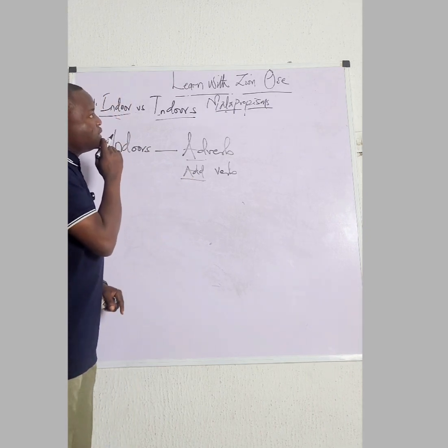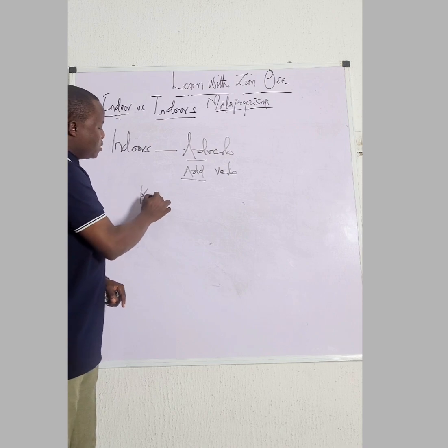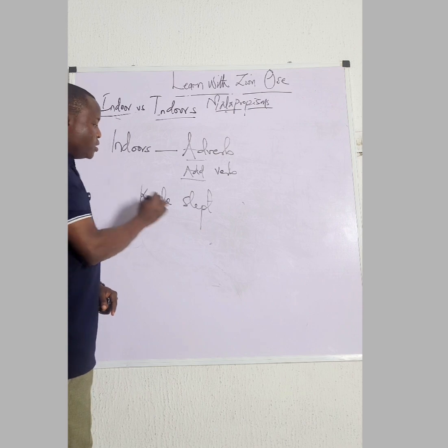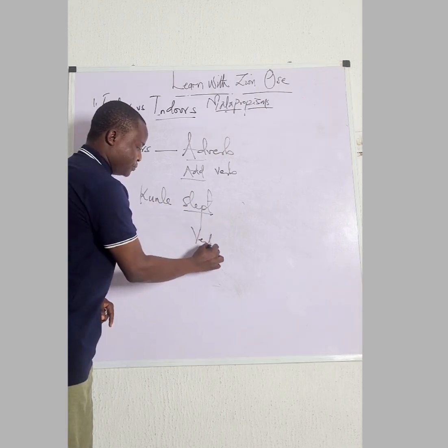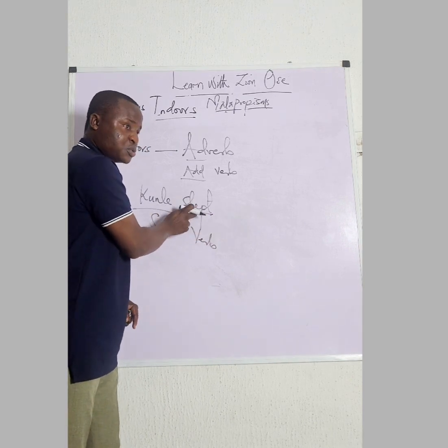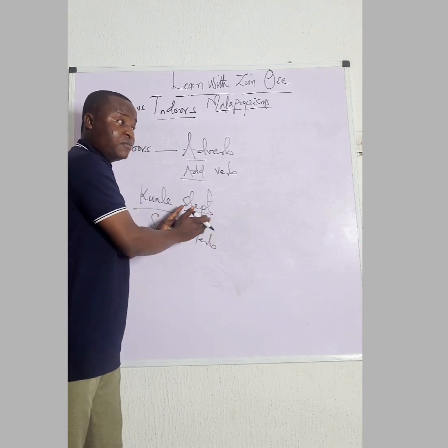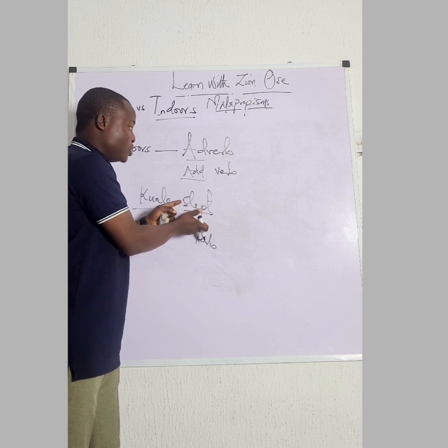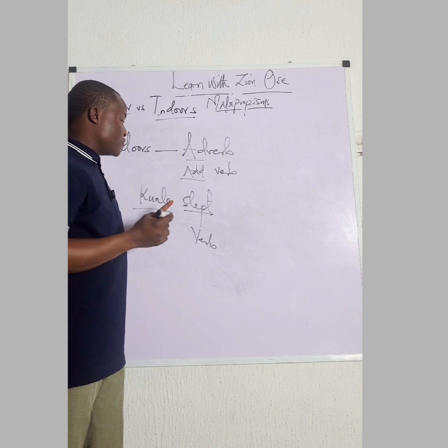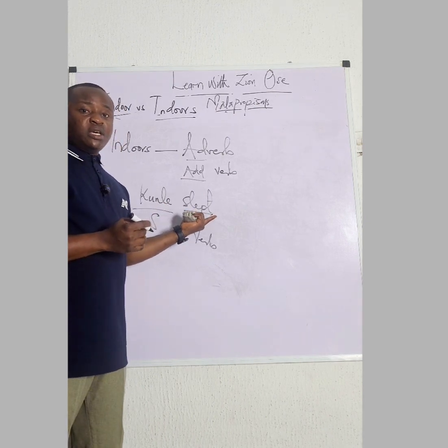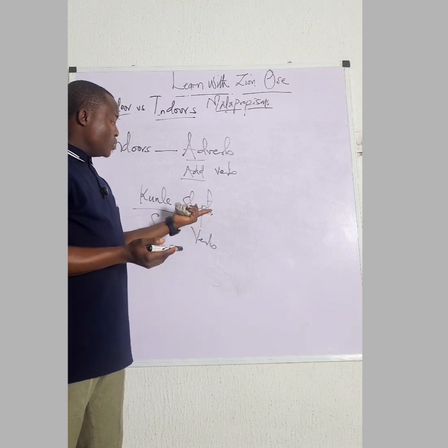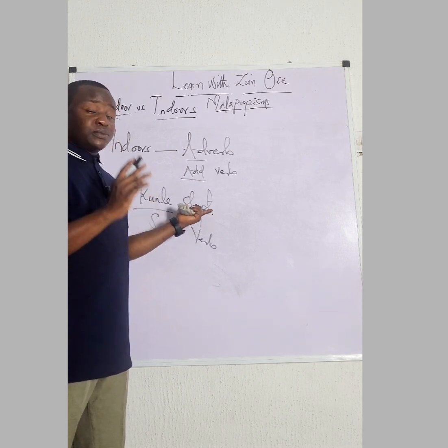For instance, I say, Kunle slept. Slept is a verb, where Kunle is the subject. Now, I want to describe this action. I want to modify this action. I want to give it more information so that it doesn't leave room for a lot of questions. For instance, there are many questions I can ask about this verb. I could say, Kunle slept why? Kunle slept how? Kunle slept when?